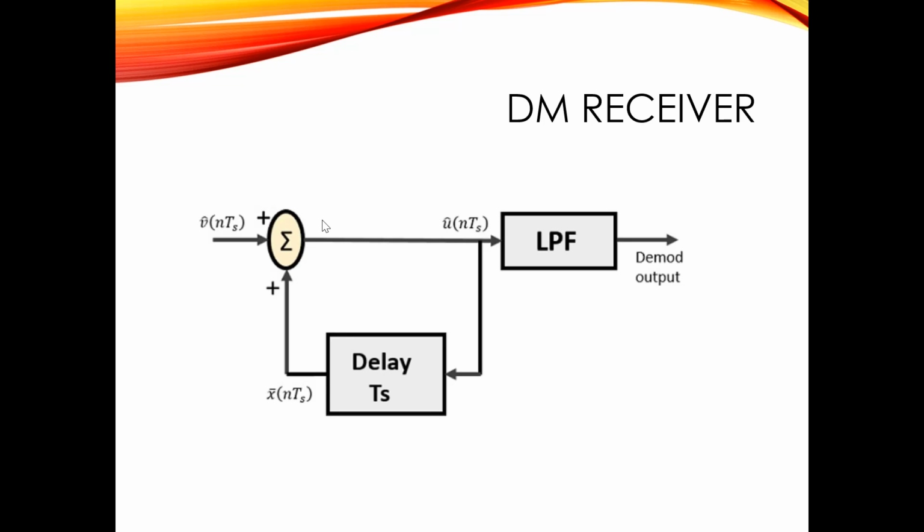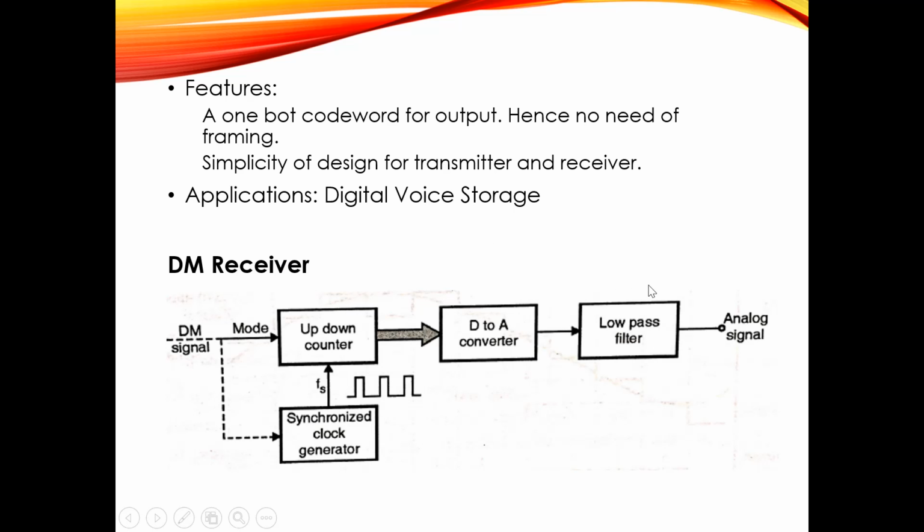In the DM receiver, the DM signal is passed through an accumulator to produce the staircase approximation in a manner similar to that used at the transmitter. The accumulator output is then applied to a low pass filter to produce the original signal. So here again, the output of the delta modulator is applied to the summer circuit and delay block, which acts as an accumulator, and the output of that is applied to a low pass filter to generate a demodulated signal at the output.